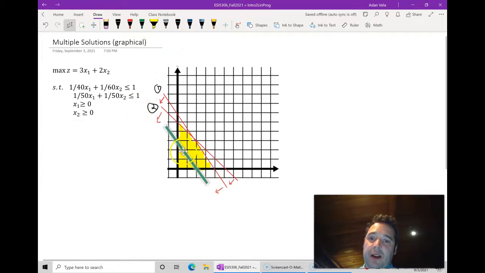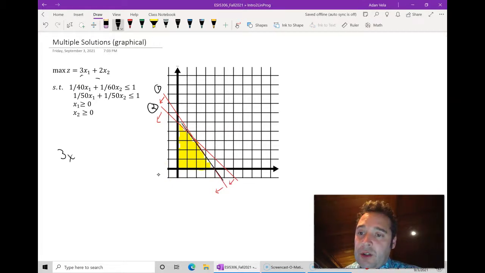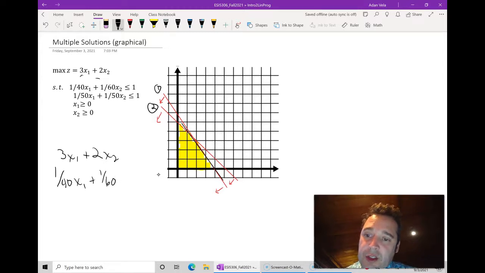Okay, so now let's look at what happens when we move this isoline up. It just so happens that it's collinear with the first constraint. And we can actually see this. Here we have 3 and 2, so we have 3x1 plus 2x2. And now let's look at this other equation, 1 over 40 x1 plus 1 over 60 x2. If we multiply everything by 10, and then times 4 and times 6, we get a lot of cancellation going on.